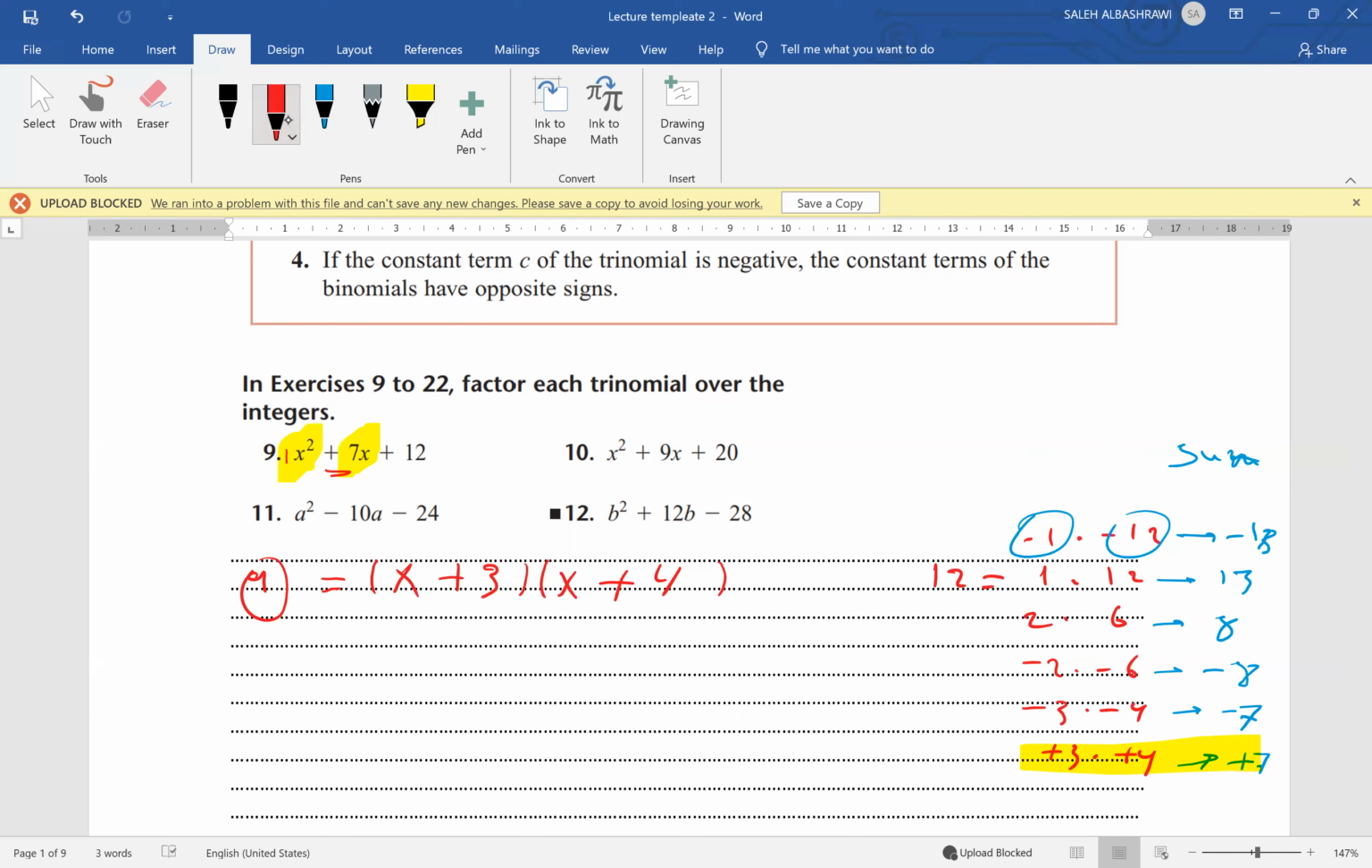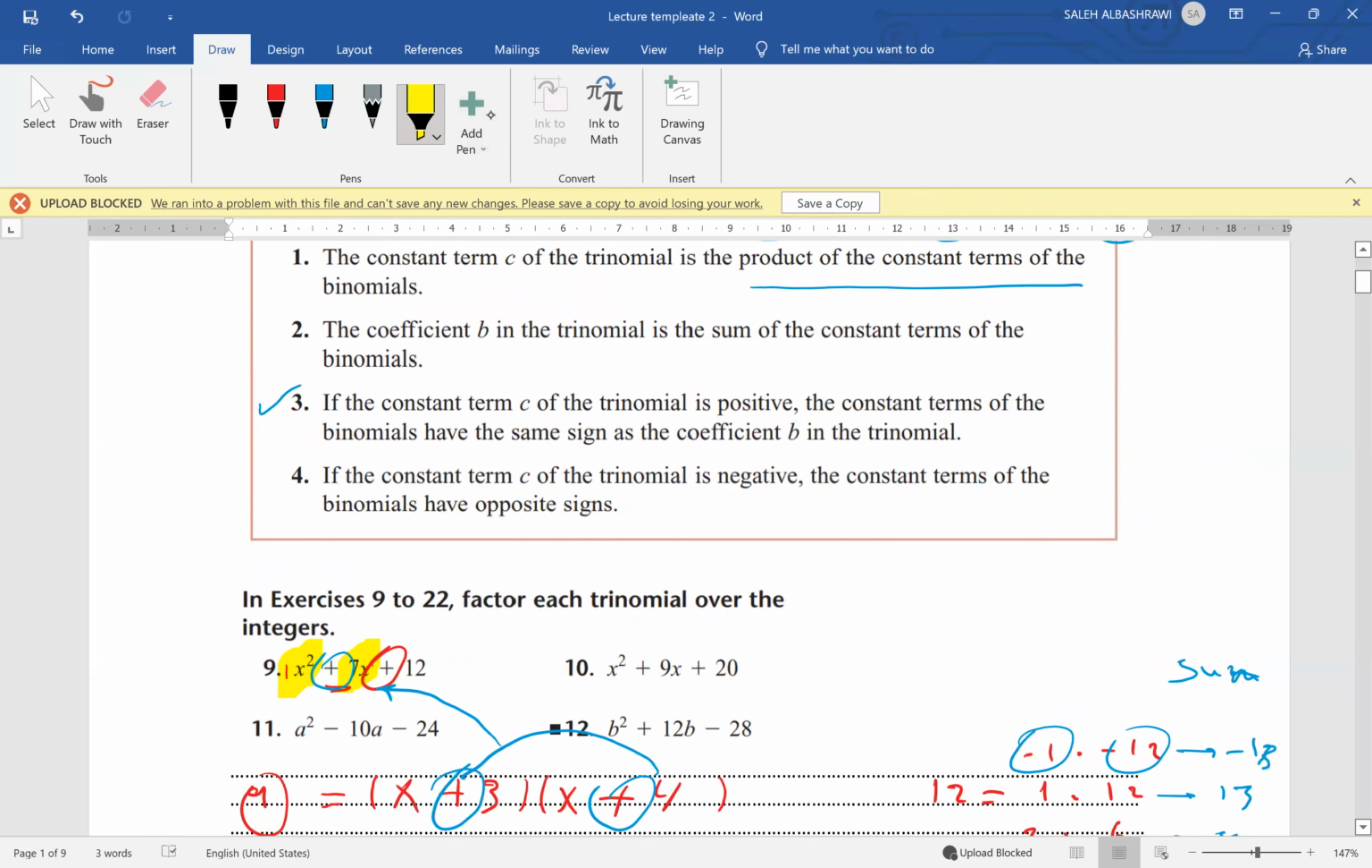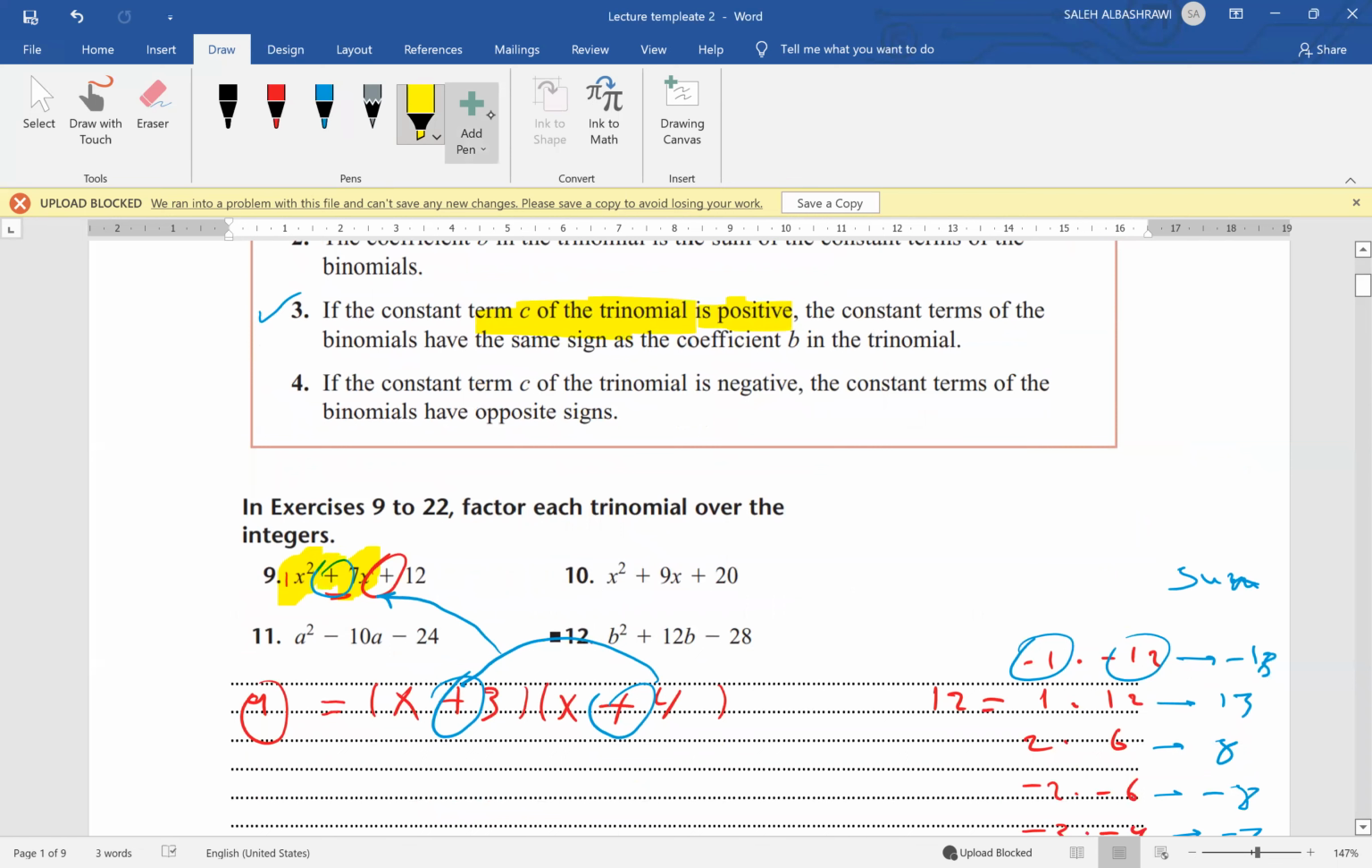So this can be explained with the point we mentioned. The constant 12 is positive, so we can see the two numbers are positive, taking the positive sign of b, and their sum equals b. This is the meaning of this point: if the constant c of the trinomial is positive, then the constant terms of the binomials have the same sign as the coefficient b. The coefficient b is positive, so these are positive.